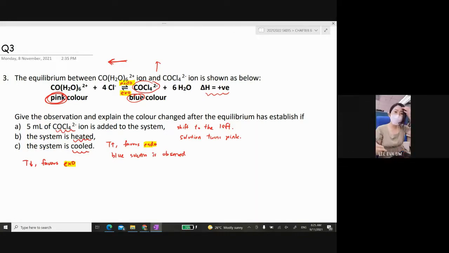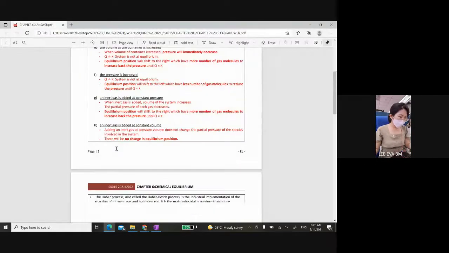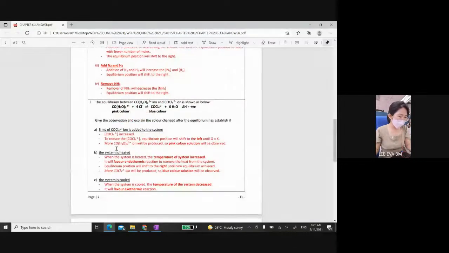Kenapa Madam say purple? If the equilibrium is achieved, Q equals to K. So pink campur blue, it will get purple. But if it shifts towards one side, then you are going to observe the pure color, pure pink, pure blue. Kalau dia equilibrium, baru kita akan nampak purple color. Okay, so I will reveal the answer here for you to see the full explanation.